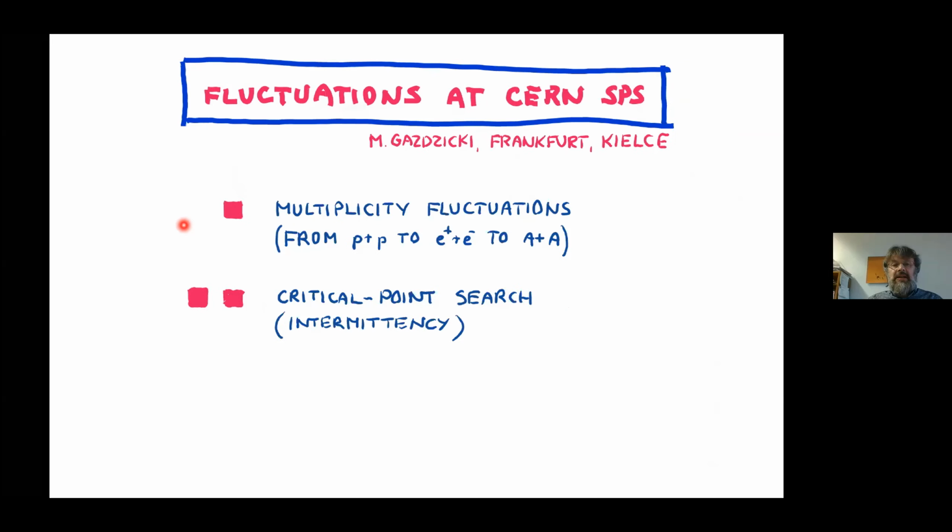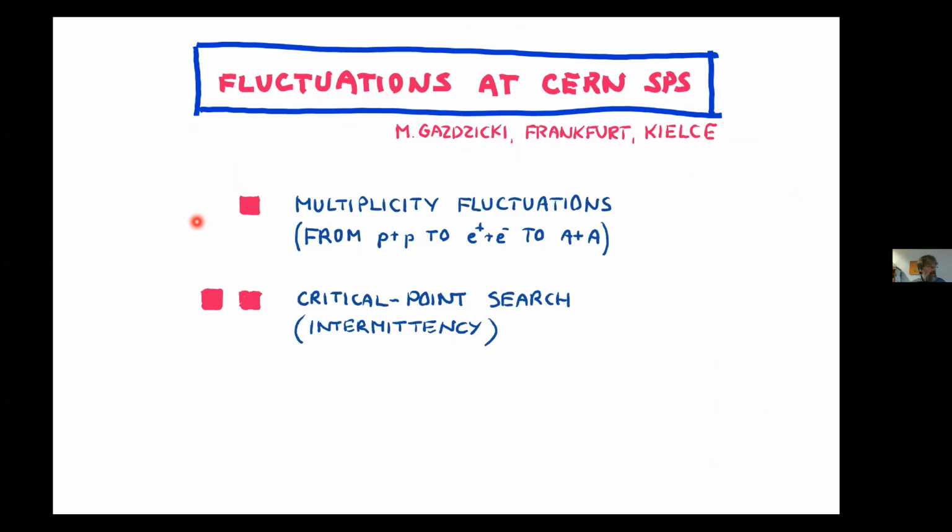And here again, instead of giving a review of how the critical point was searched at the SPS, I will just address one subject: search using the so-called intermittency analysis. I selected these 2 subjects because I like them, first of all. Second, because probably you are not very familiar with them. It's somewhat outside, I believe, the typical analysis subjects at RHIC. So these 2 subjects may be new for you, at least for some of you, and interesting.